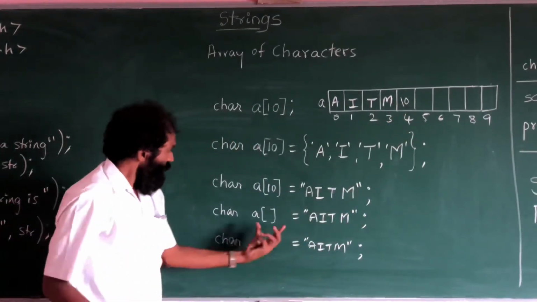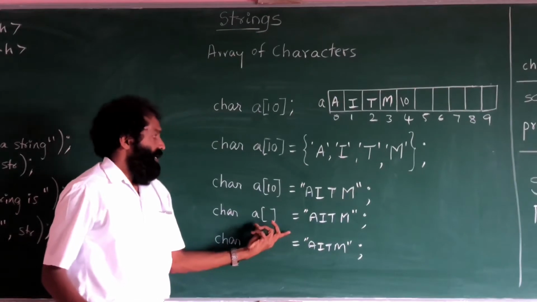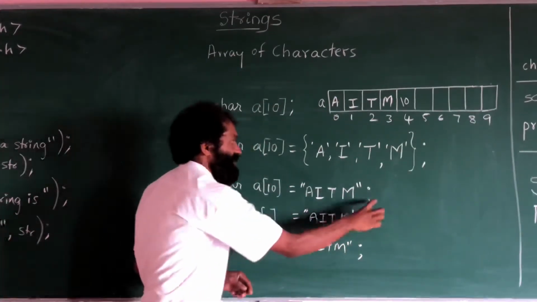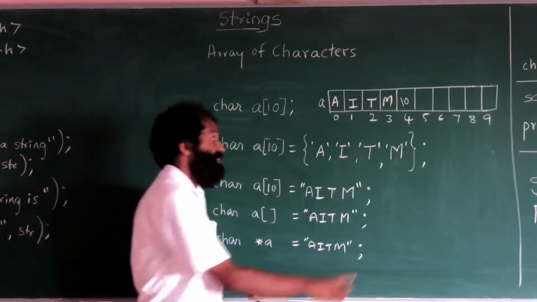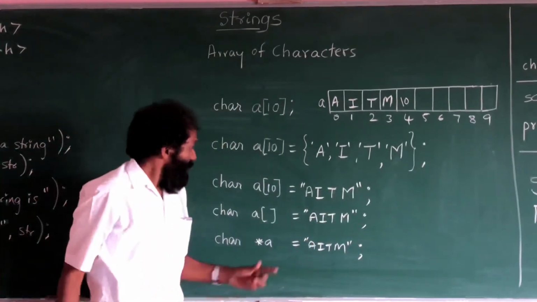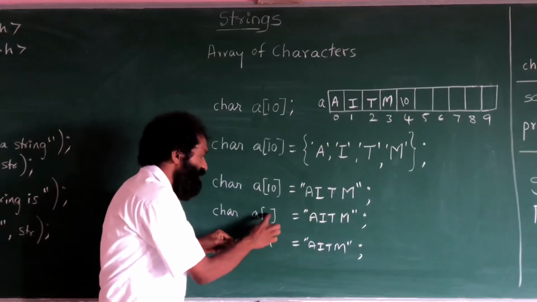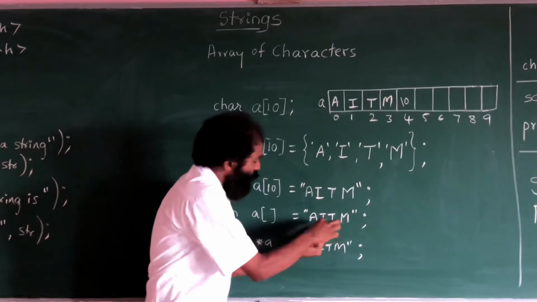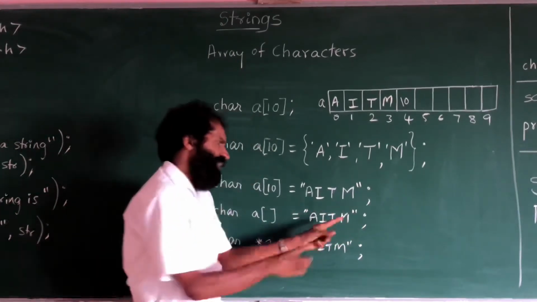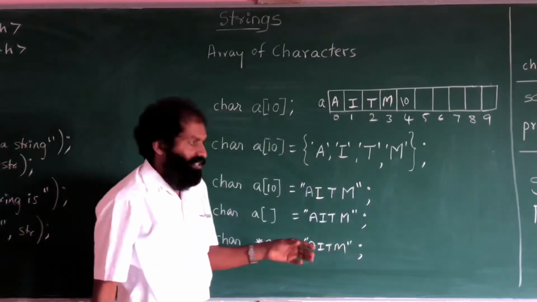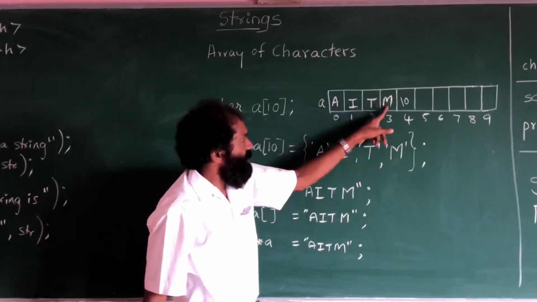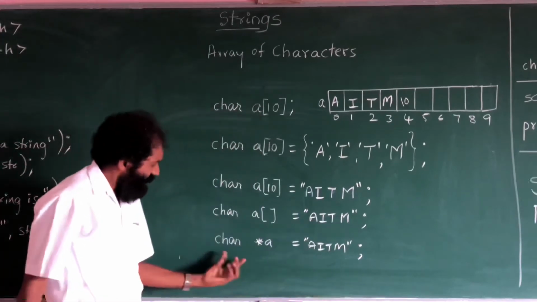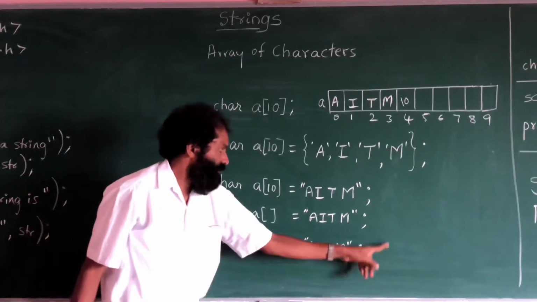Okay. In this, 1, 2, 3, 4, 5 boxes will be wasted. In this, 5 boxes wasted. In this, 6 boxes wasted. In this, we have not mentioned any number, so it takes only 5 boxes. In 5 boxes, the first 4 boxes are stored like this, and the last one is the null character. No wastage of memory. In this also same thing. Both are same.